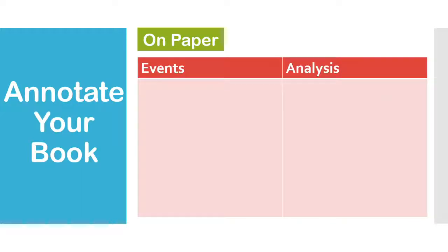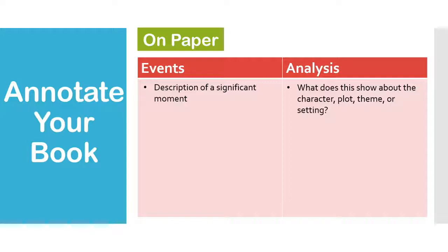You can also annotate your book on a separate sheet of paper in what is called a double-sided journal. You can either fold your piece of paper in half or make a chart. The left side is labeled Events and the right side is labeled Analysis. Under Events, you'll describe significant moments, and under Analysis, you'll write a few bullet points about what the event reveals about character, plot, setting, or theme.